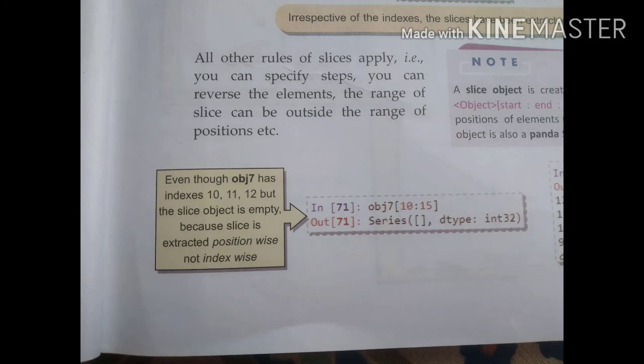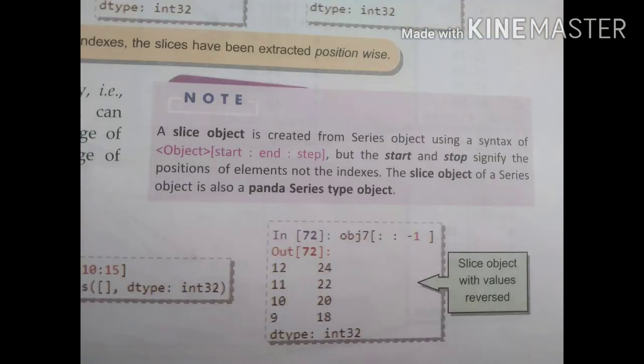Now on this page, if we write the command OB7, which is the series variable, 10 colon 15, the output is nothing. Why? Because we do not have any position 10. We have indexes as 10, 11, 12, but positions 10 to 15 are not there. That's why the output is nothing. Even though OB7 has indexes 10, 11 and 12, when we use a slice object it is empty, because slice always extracts from the position, not from the index which we have provided manually when we are writing the command.